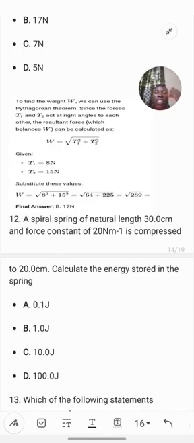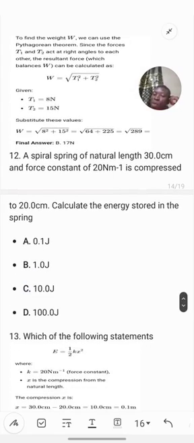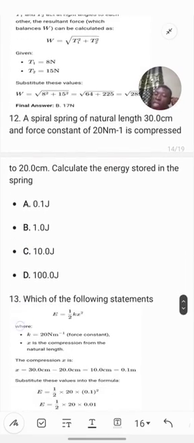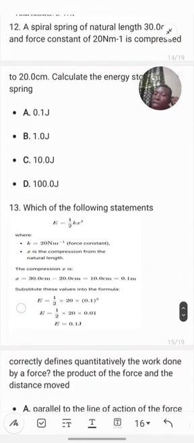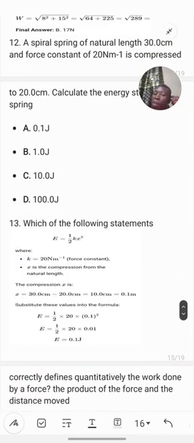Okay, then they say a spiral spring of natural length 30 centimeter and force constant 20 Newton per meter is compressed to 20 centimeter. Calculate the energy stored in the spring. Sorry, permit me to say there's a kind of mix-up when I was arranging this. I meant to solve the problem to question 12 using E equals half kx squared.